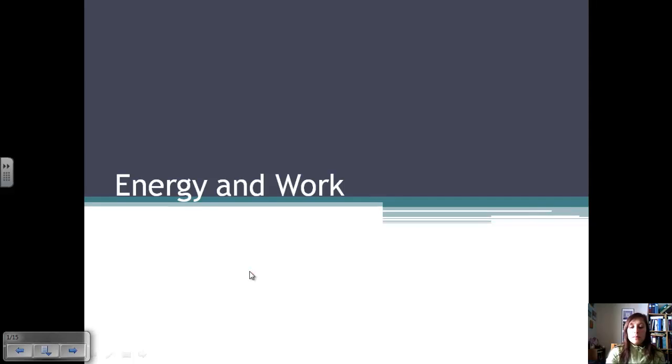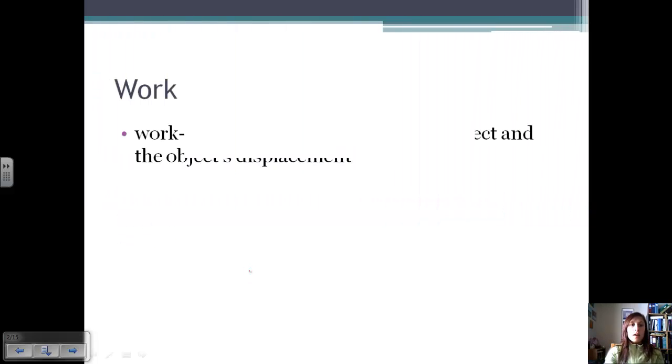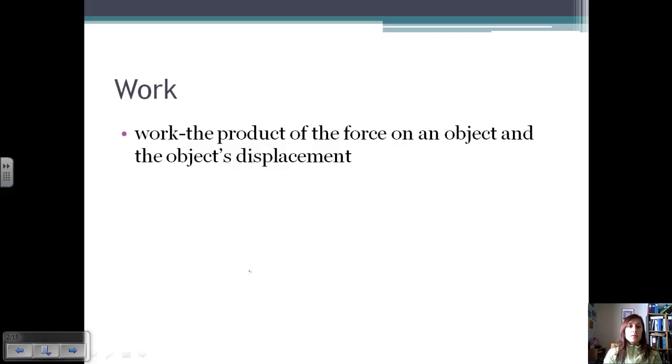Hello! Today we're going to start talking about Chapter 10, which involves energy and work and power and machines. And so today, before we talk about machines, we're going to talk about energy and work. Alright, so let's start off with work. So work is the product of the force on an object and then that object's displacement.